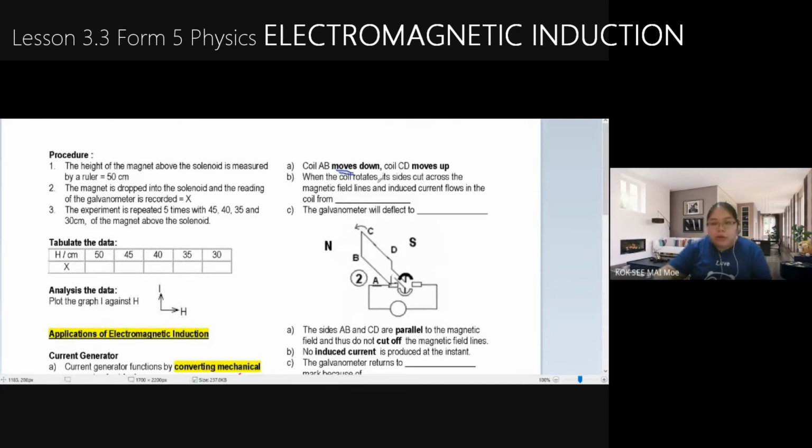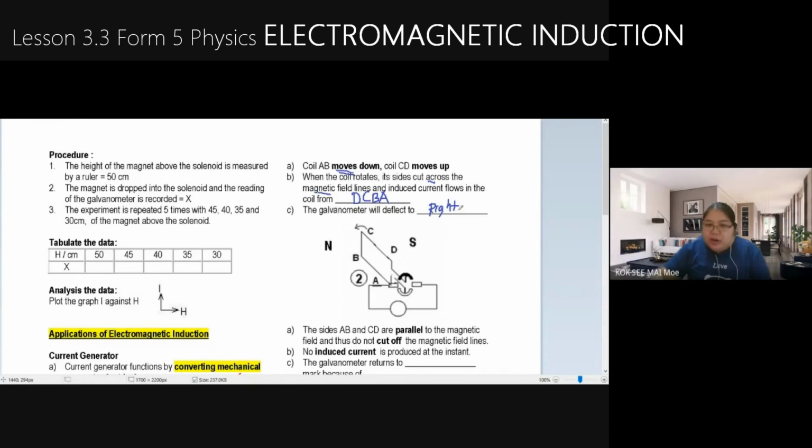When the coil rotates, its side will cut across the magnetic field. You must say cut the magnetic field line, or you say they cut the flux. Then after that, induced current is produced. Now the induced current flows in the coil, you need to say how. This time we proved already, it is DC, BA. Then how does the galvanometer deflect? It deflects to the right. So this one is the first diagram they show you.